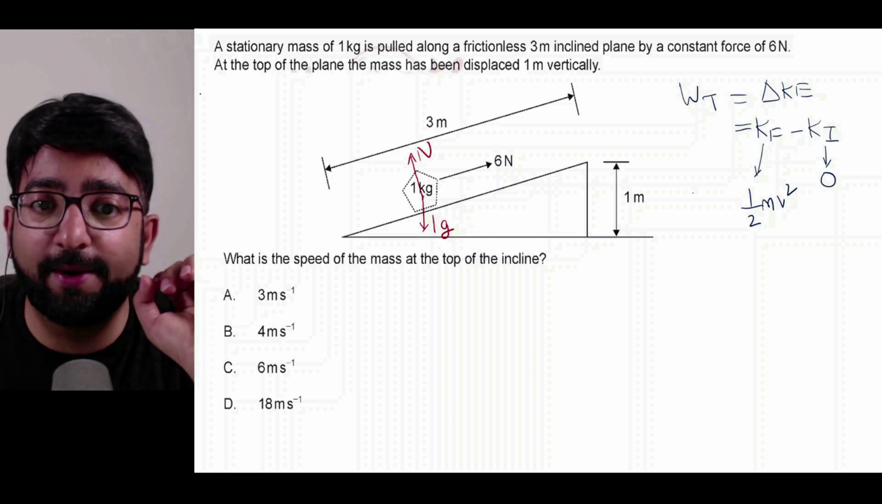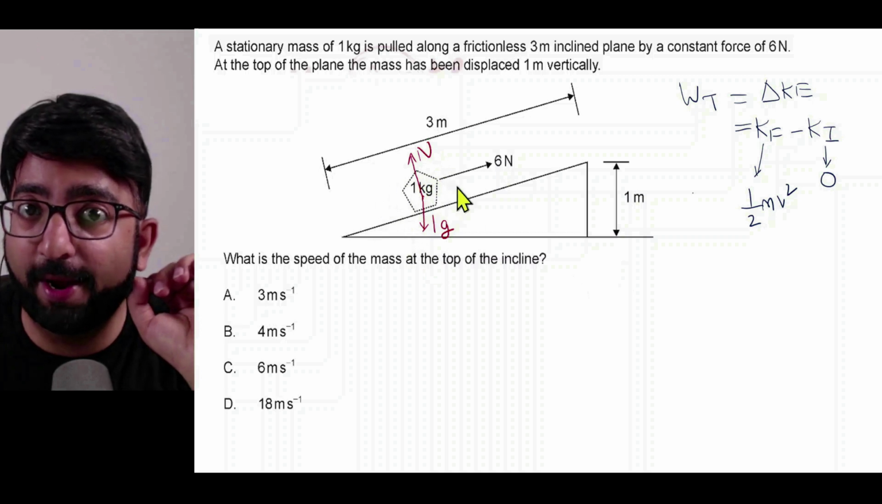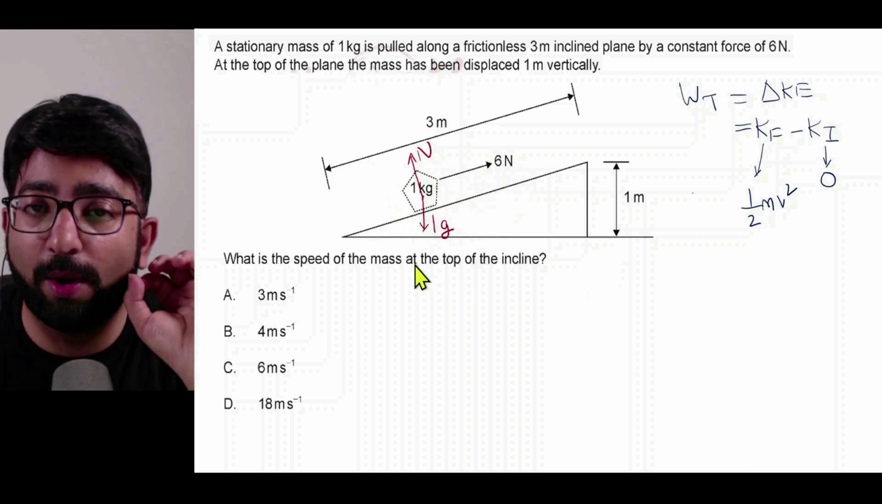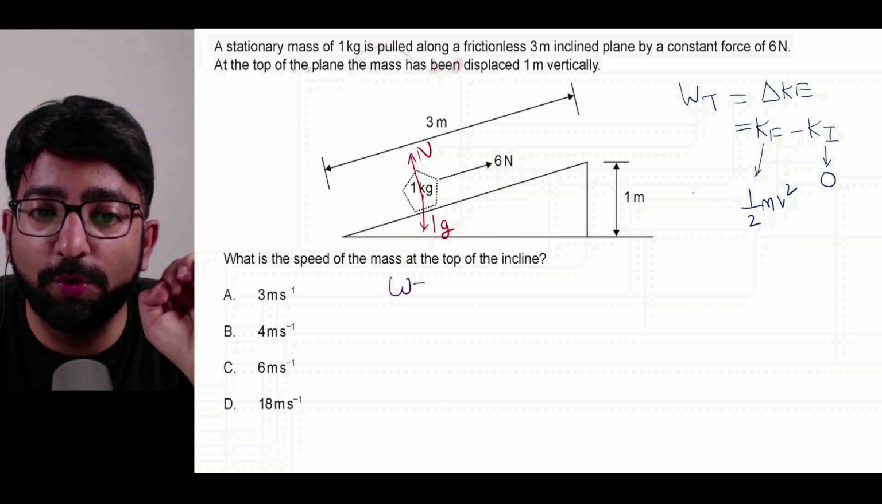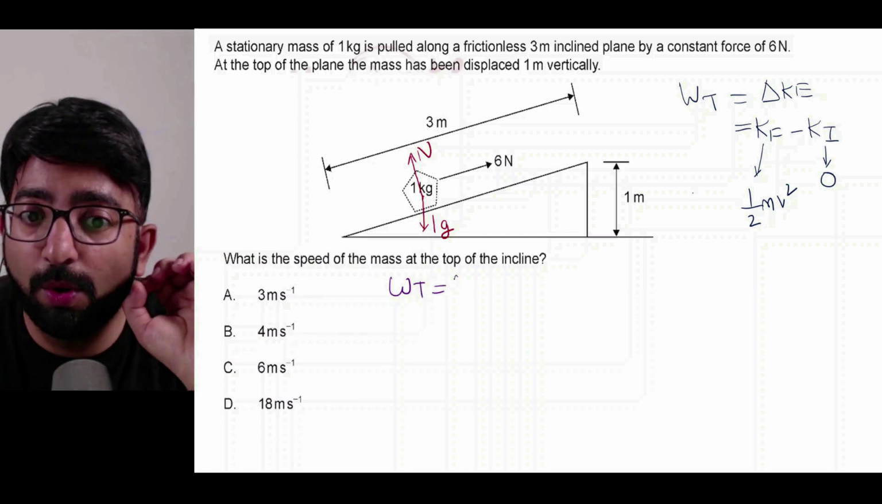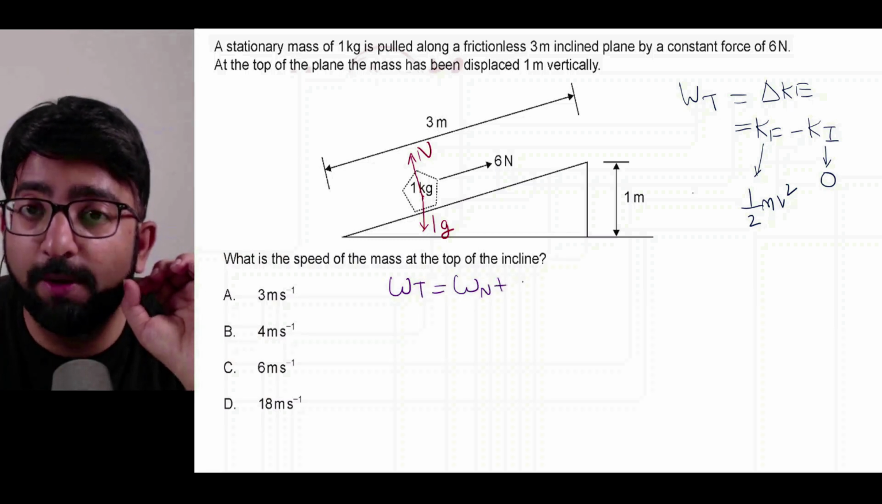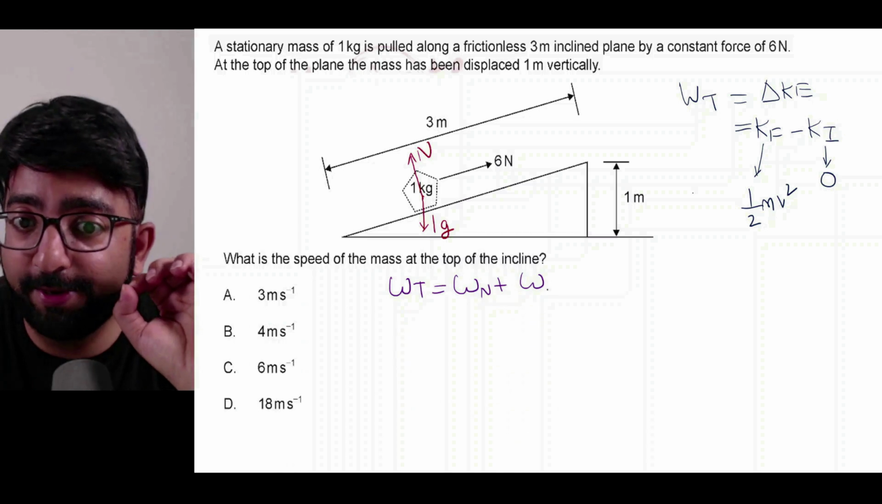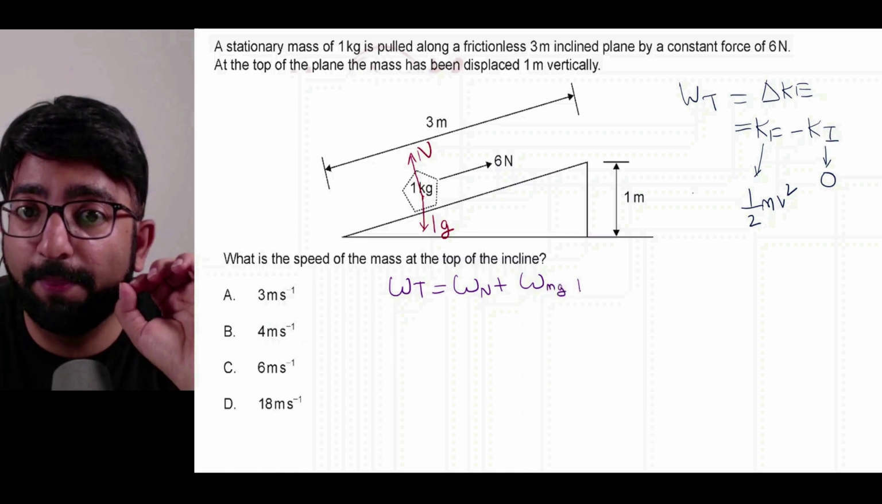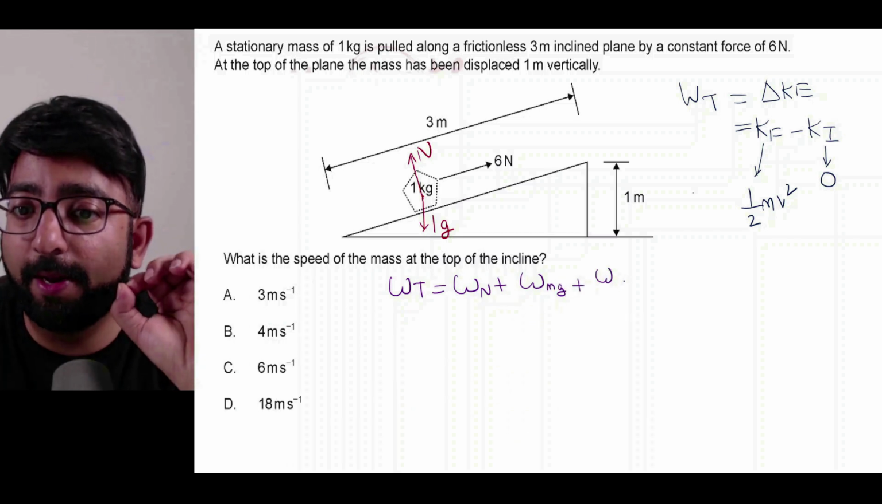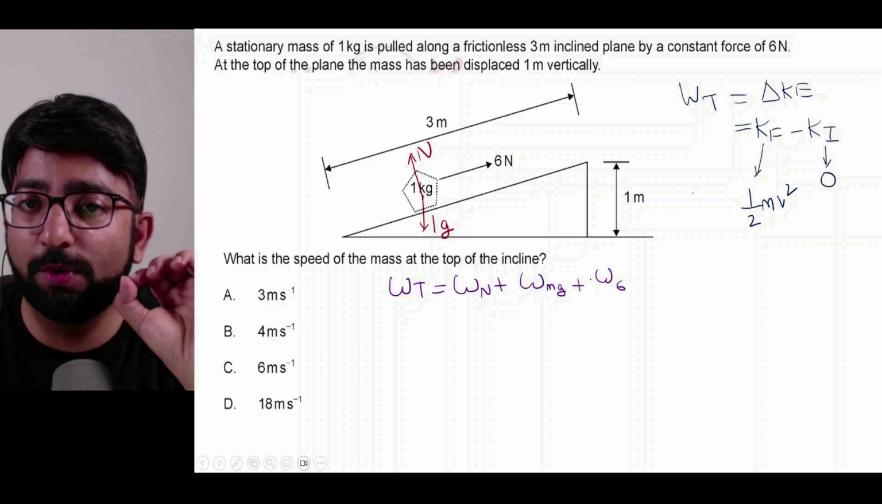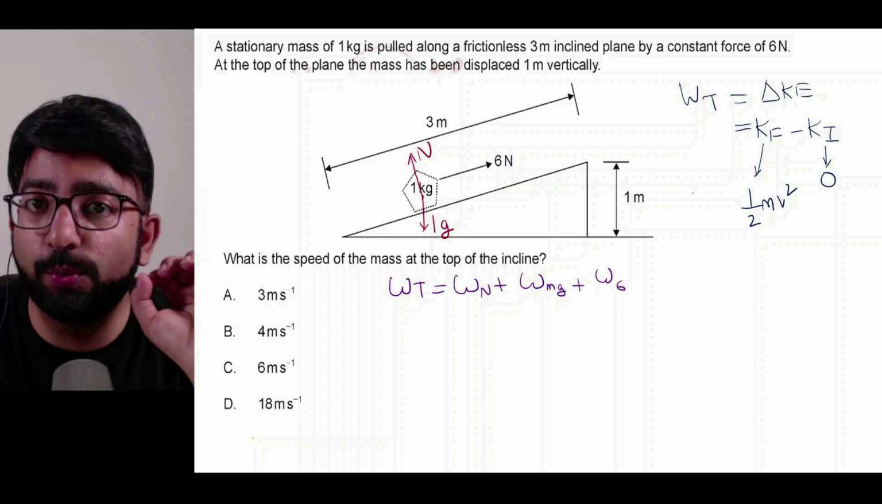So now let us try to figure out the total work done. There are three forces acting on the object: the normal reaction, the applied force, and 1g. So the total work done will be equal to work done by the normal reaction, plus work done by the gravitational force, mg, plus work done by the applied force of 6 newtons. This is the total work done. So let us find the individual work done.